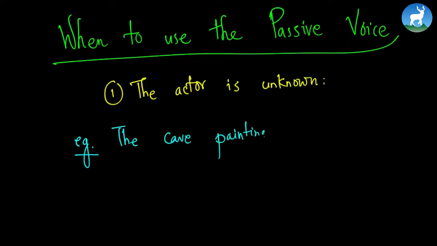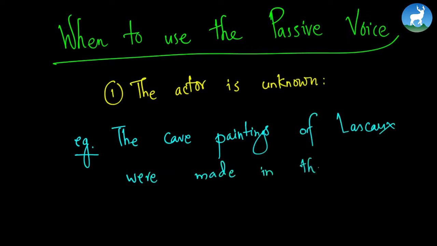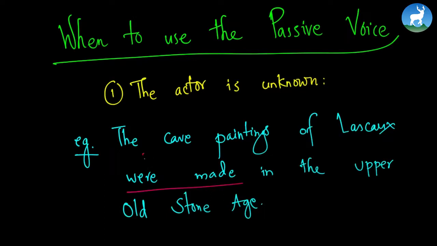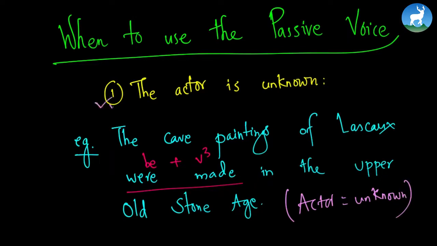For example, the cave paintings of Lascaux were made in the Upper Old Stone Age. So were made, we have a to be verb followed by V3. And why do we do that? The answer is obvious, because we don't know who made them. That is why the actor is unknown. So who's the actor who made those cave paintings? We don't know. That is why we use the passive voice. Instead of saying, somebody made the cave paintings, we say the cave paintings were made. By whom? We don't know.